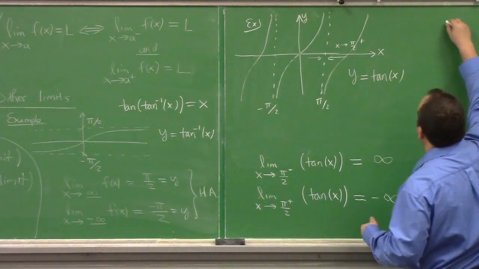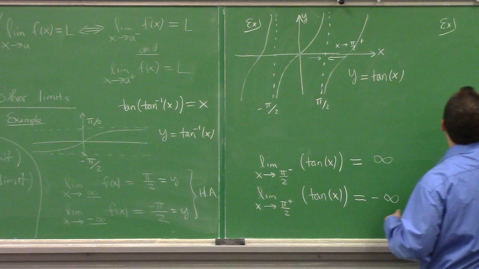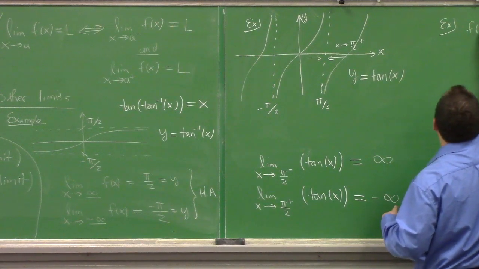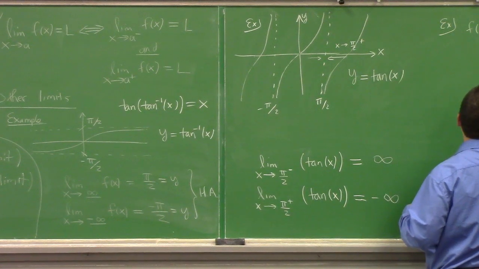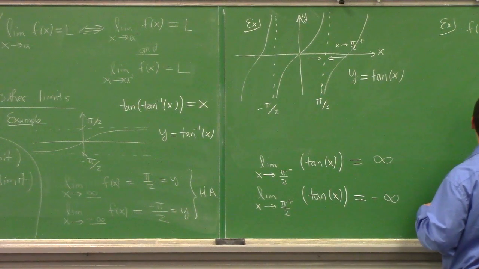Now, one more example here. I like this. This is the volcano function. I'll center it at 3. So what's the graph of this guy?